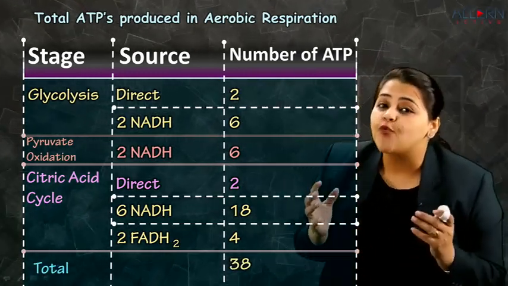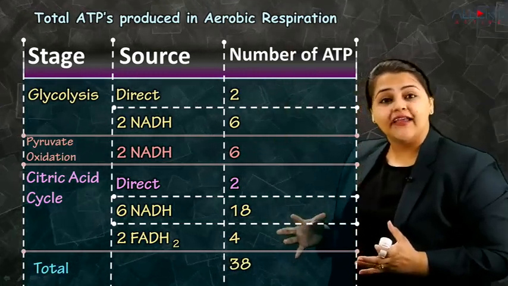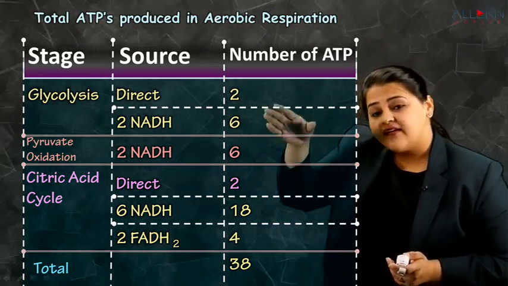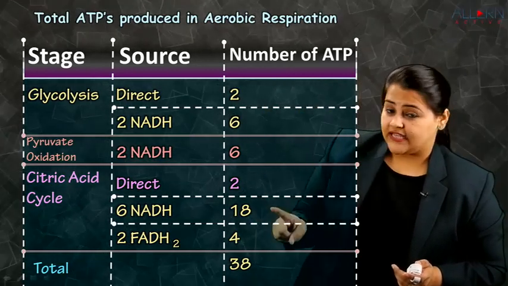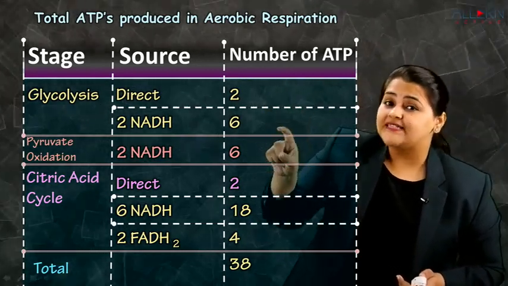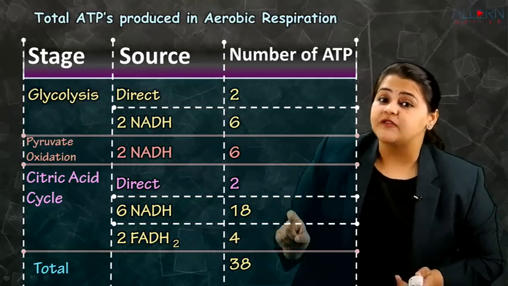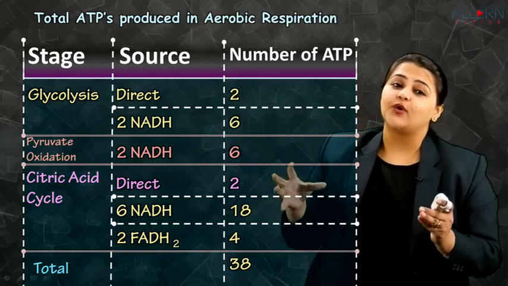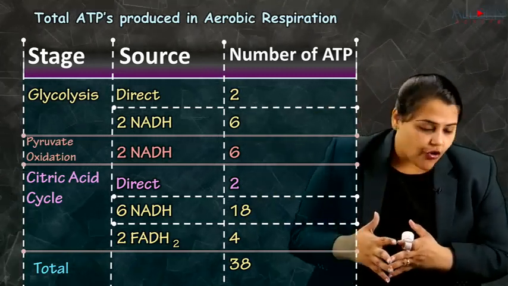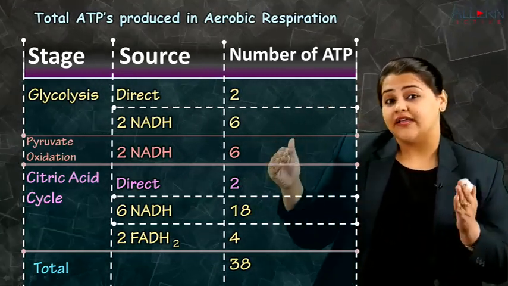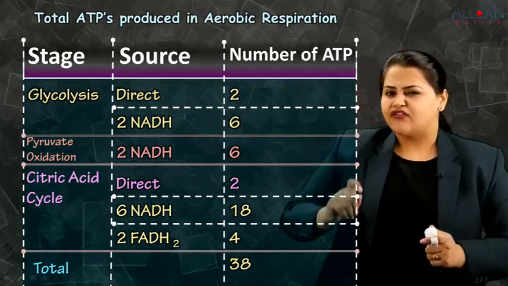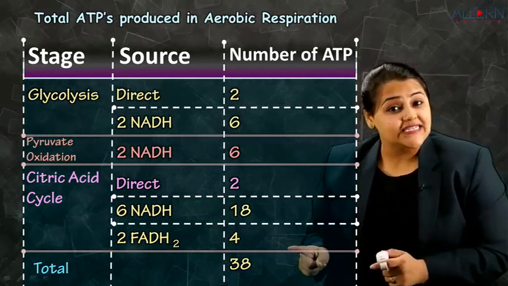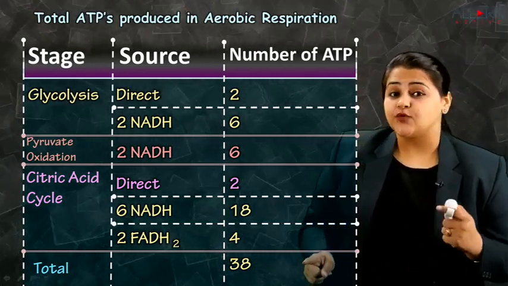Last but not the least, we have now the totality. In this totality, we find that the entire system, that is 2 plus 6 plus 6 plus 2 plus 18 plus 4, will fetch us 38 ATPs, including the electron transport chain. So all the 3 reactions will give us 38 ATPs from 1 glucose molecule, and this is the direct energy that we are going to get.